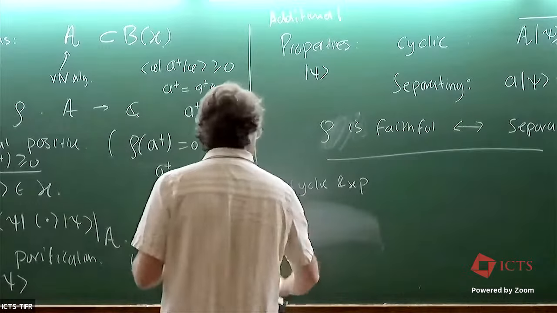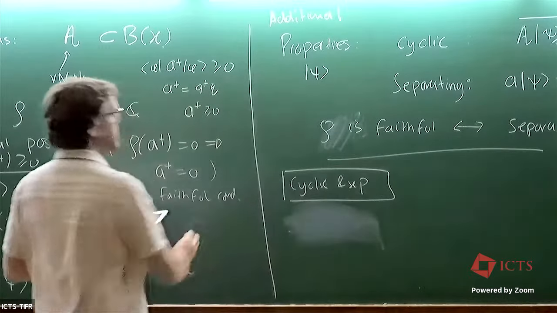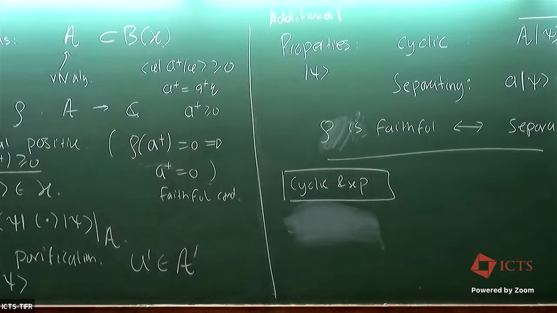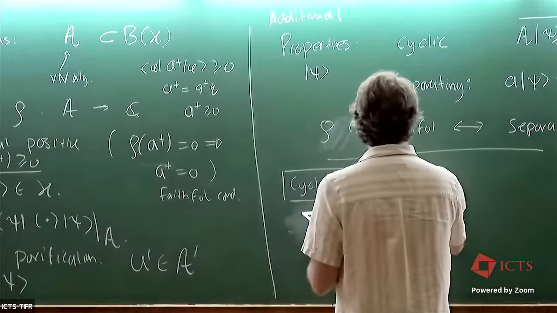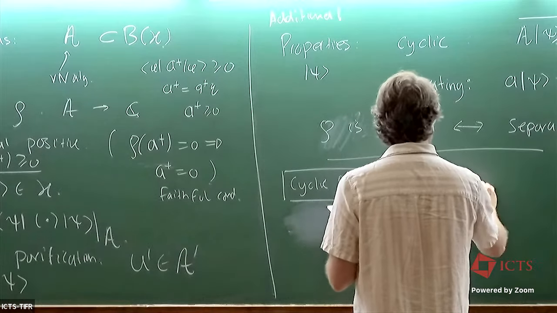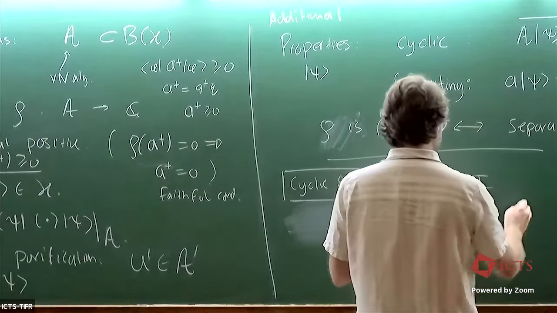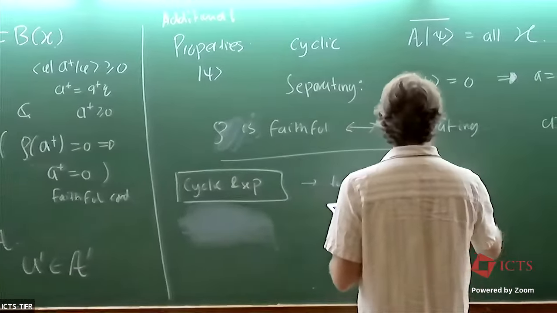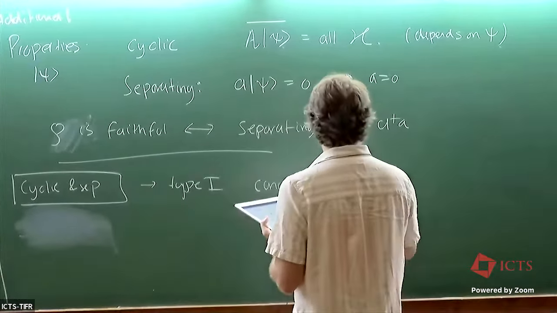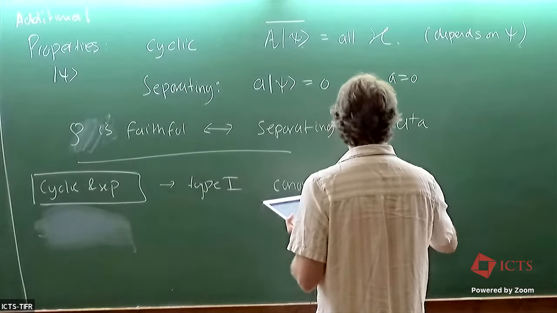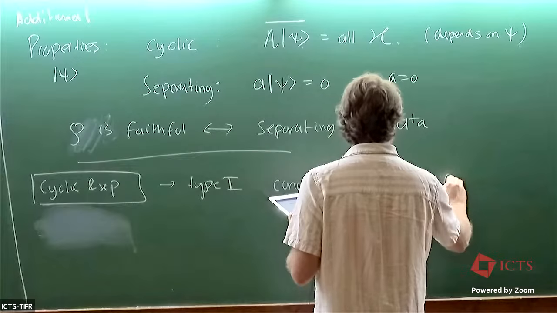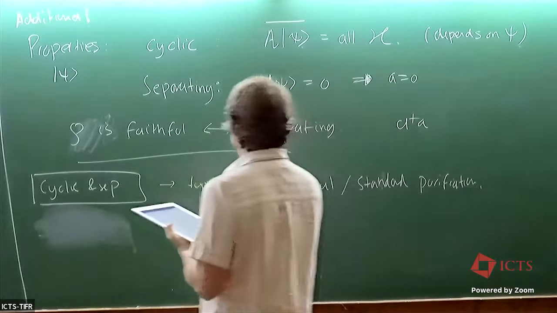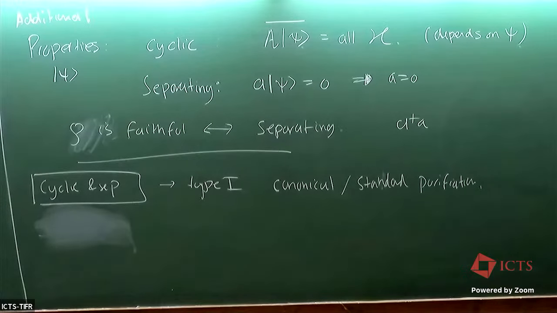So this case is important, cyclic and separating. We already talked about a situation where it comes up. This was in the type 1 case where we have matrix algebras acting on finite dimensional Hilbert spaces. If we had this canonical purification, sometimes also called a standard purification, then we have cyclic and separating. But that seemed a little bit contrived, right? We would always work in such a purification; in quantum information, people would never specifically work in that purification.